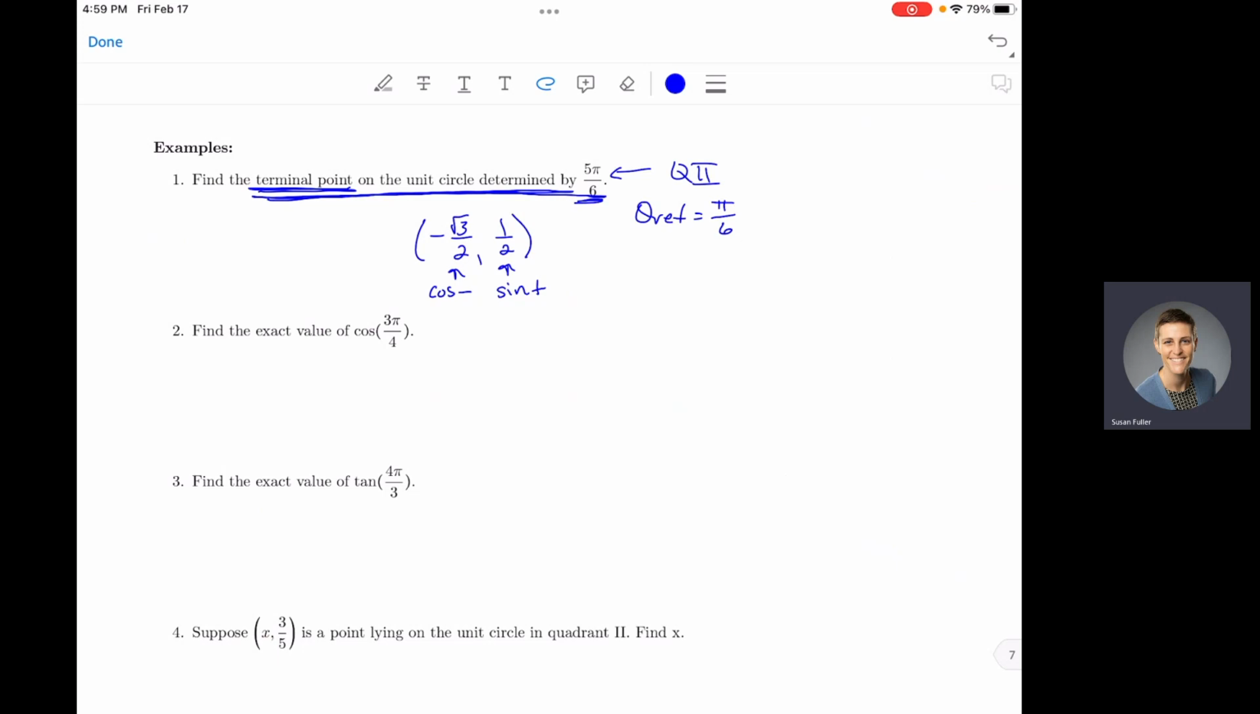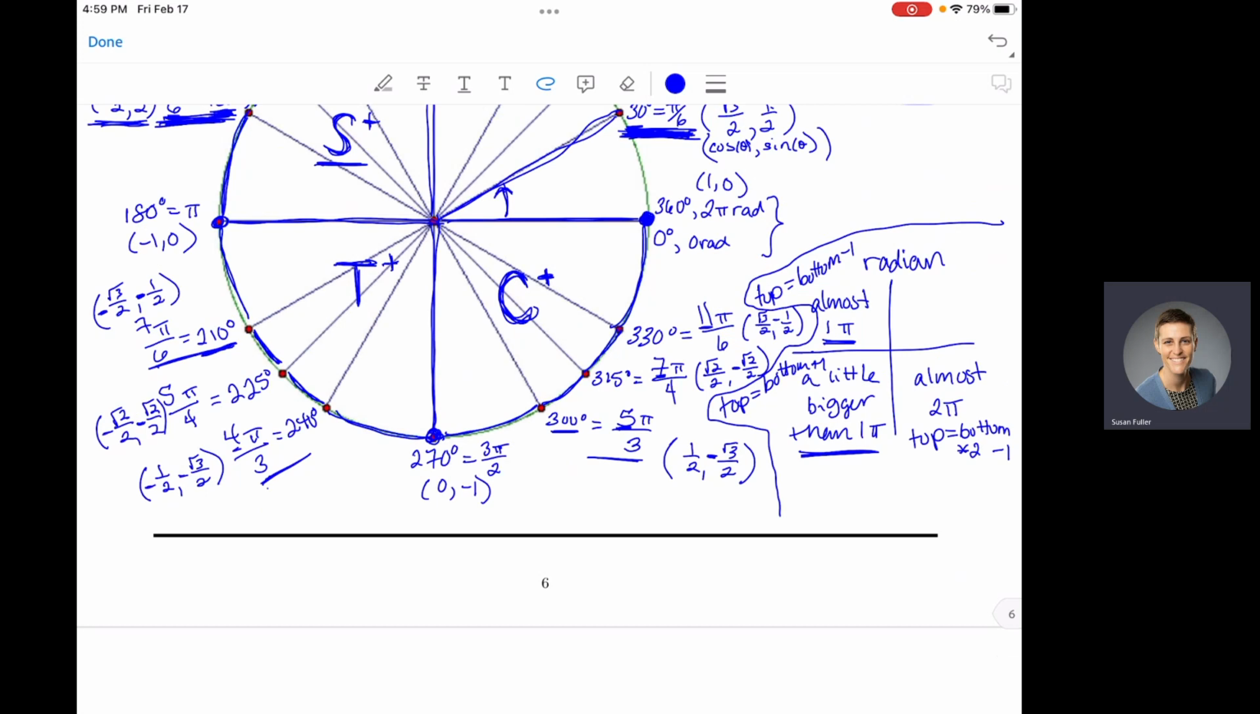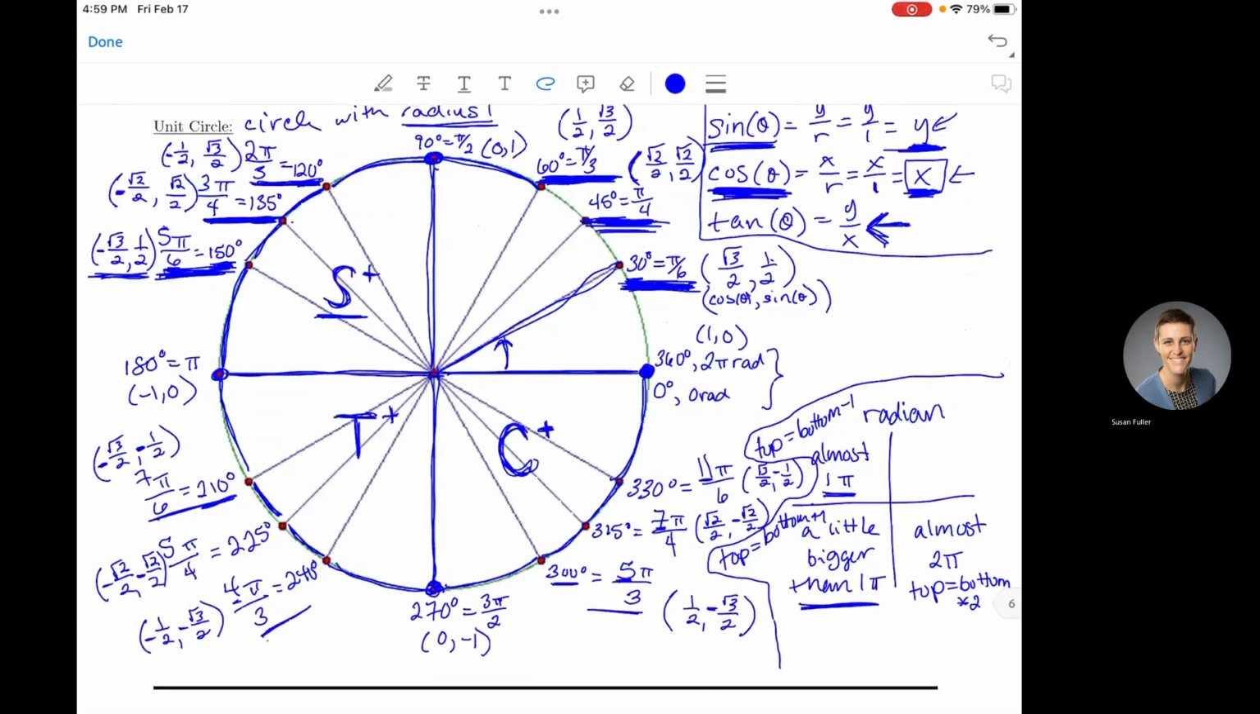All right, now, number 2, find the exact value of cosine of 3 pi over 4. Okay, 3 pi over 4, that's an angle on the unit circle. 3/4 is a little smaller than 1, right? Because 1 would be 4/4. So 3 pi over 4 is a little smaller than 1 pi. That means this is going to be in quadrant 2 again. Here's 3 pi over 4 right here.